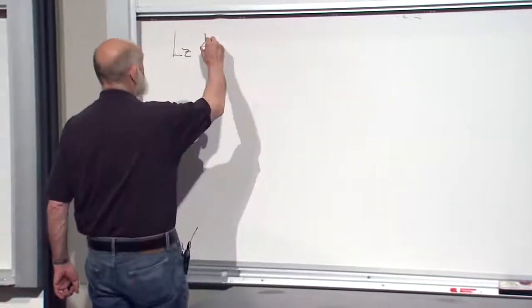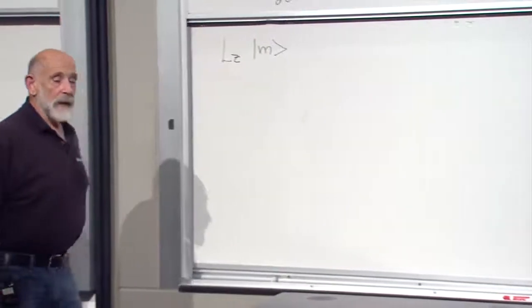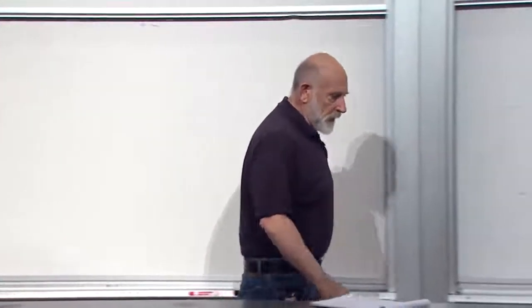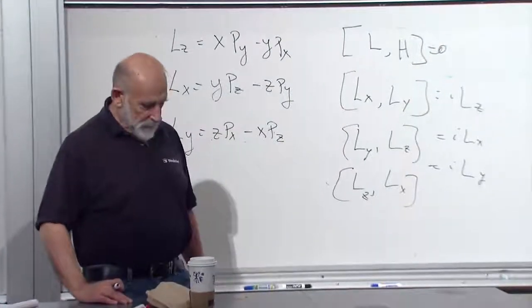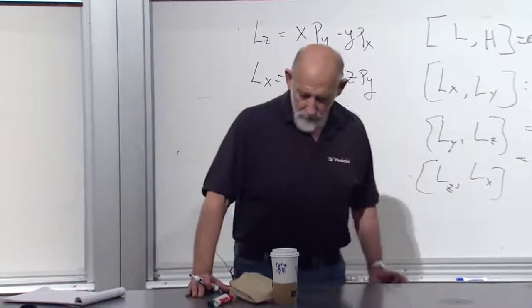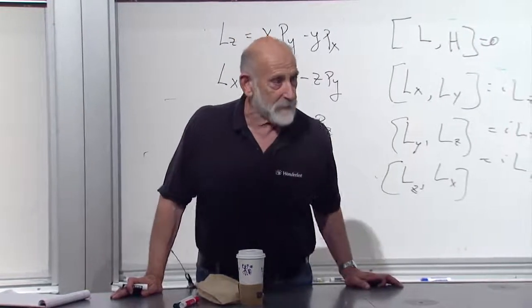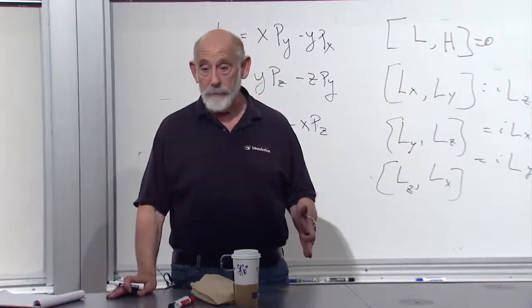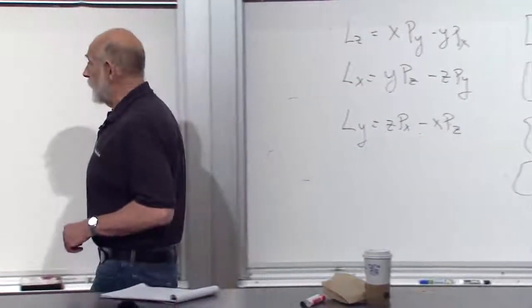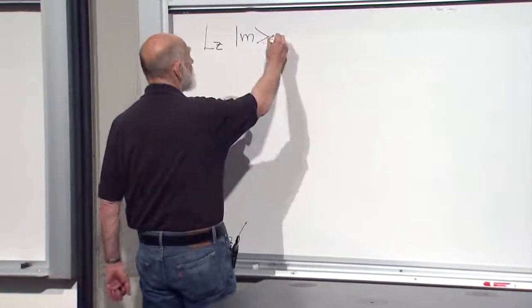Again, it's a historical notation. It had to do with putting atoms in magnetic fields. You put an atom in a magnetic field, and you study its spectroscopy. And arbitrarily, the z direction was chosen for the direction of the magnetic field, and the angular momentum about the z-axis was called the magnetic quantum number. But for our purposes now, m is just an eigenvalue of L sub z.